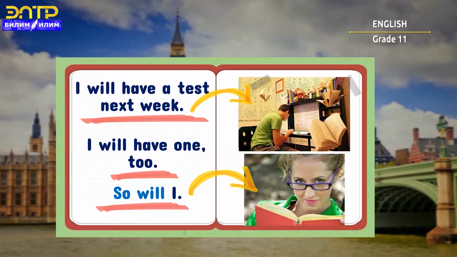What about the next example? I will have a test next week. This is future simple. She says, I will have one too. Both of them have a test next week, and we can say, so will I, using a helping verb of the future simple.